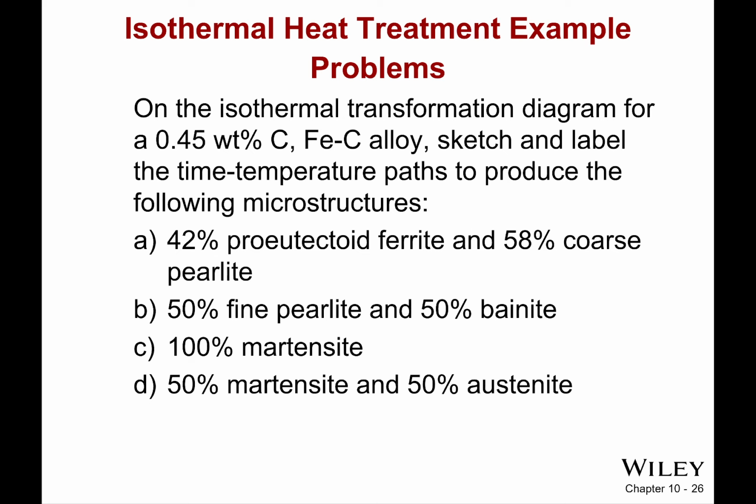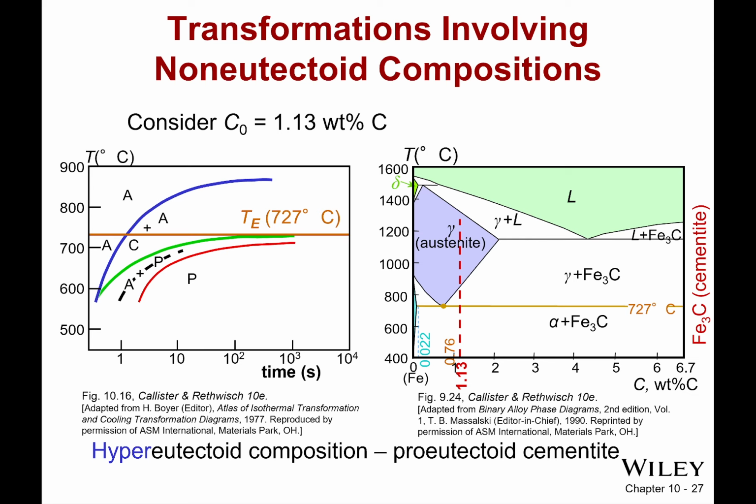So first off, 42% pro-eutectoid ferrite and 58% coarse pearlite. The second one would be 50% fine pearlite and 50% bainite, then 100% martensite, and half and half martensite and austenite. So the first one is the one where it's a bit strange. You're like, well, how in the world did I get 42%? We don't have 42% lines. Well, it's all coming from its exact composition.